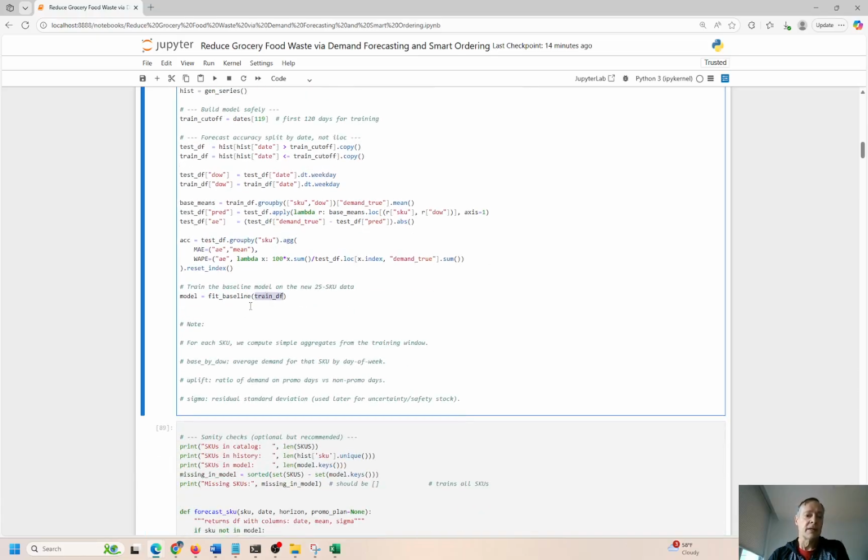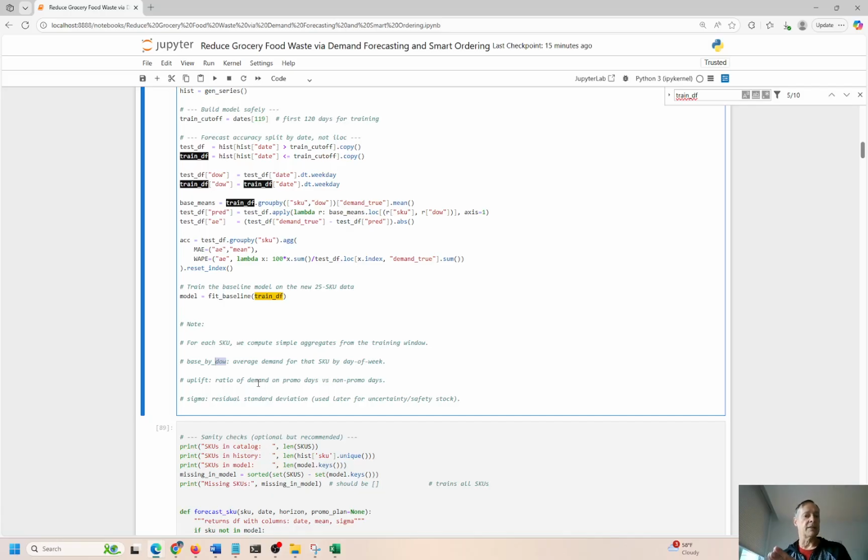And in this case, I am fitting this model with the training data. If you look closely, the training data comes from here, right? I just told you about the training DF and the testing DF, that's short for data frame. So for each SKU, we're actually using simple aggregation from the training window. The demand for the SKU by the day of week, DOW, is not like some kind of finance Dow industrial. It's short for day of week. And the uplift is the ratio of demand on promotion versus non-promotion days.